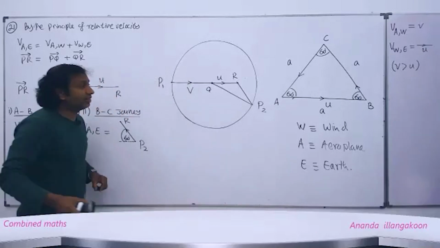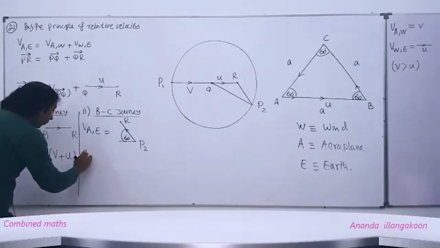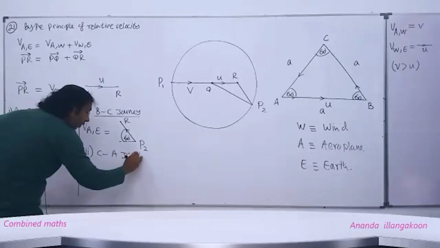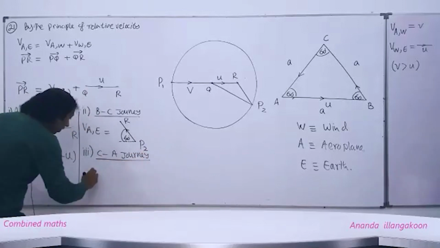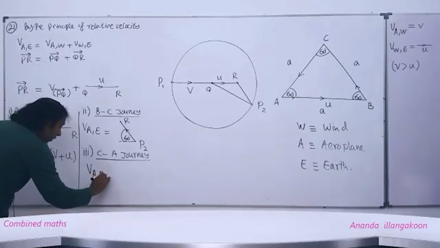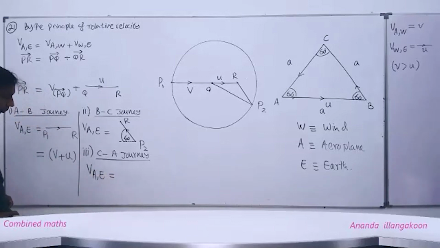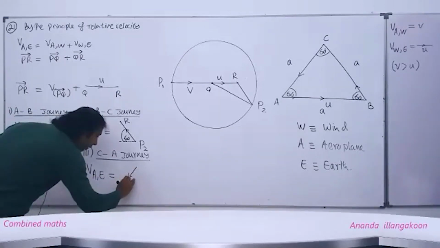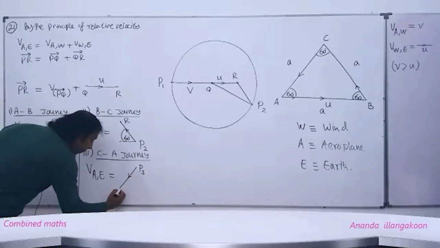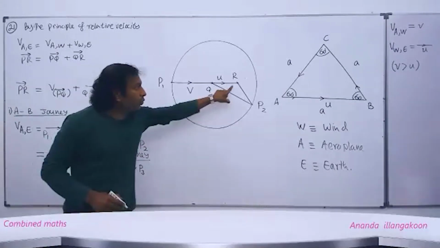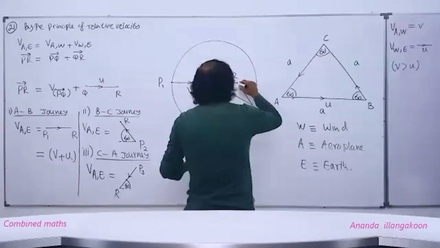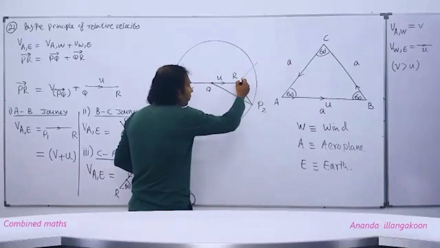Now, people, the next one is the journey CA, journey number 3. Velocity of aeroplane relative to Earth should be this way, no? I take it as P3R. This is 60. Then what we do, people? We draw through the point R a line parallel to this AC. Yeah, like this. Once you draw it like this, the line can be produced like this.